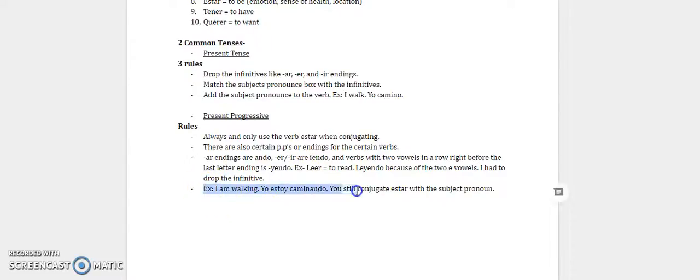So for example, if I were to say I am walking, I have to use the verb estar. So it would be estoy, because that is the first person singular that I match with yo. And caminar has an AR verb ending, so you have to add the AR ending, which is ando. And that's all there is to it. You're done.